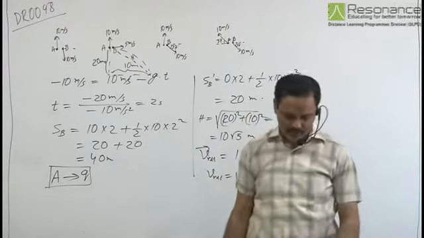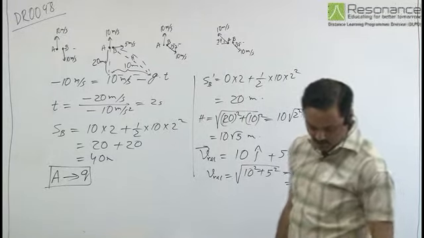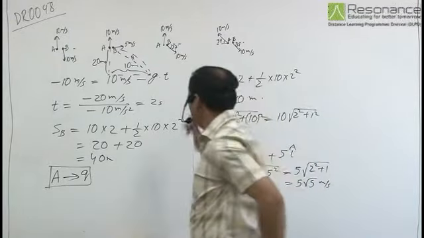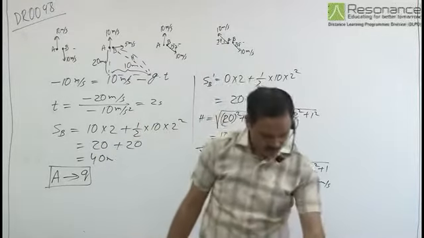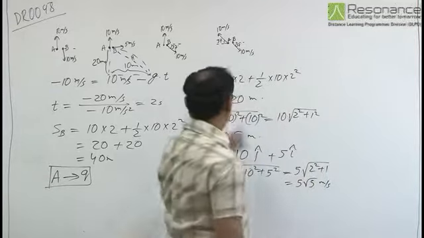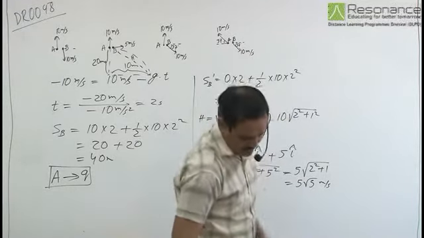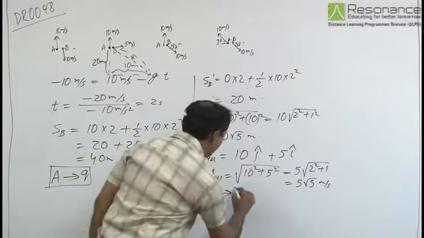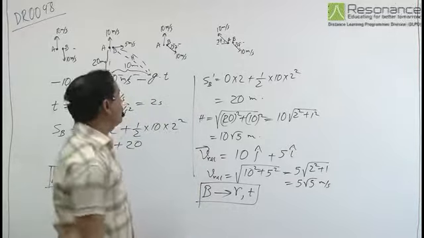So relative velocity between B and A is 5 root 5 meter per second. So for situation B, the correct options are separation is 10 root 5 meter and relative velocity is 5 root 5 meter per second. So R and T options are the correct option.